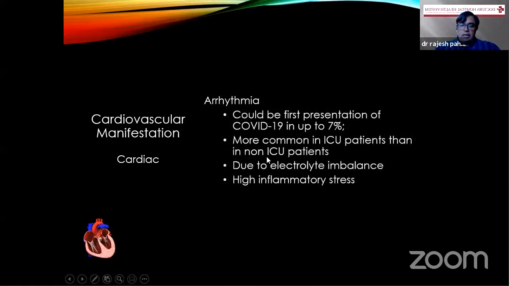Now, arrhythmia is described in many studies as the first presentation of COVID-19 in almost 7% of the patients. And it is more common in ICU patients than in non-ICU patients. It can be because of electrolyte imbalance, but yes, patients also experience high inflammatory stress, which can lead to these arrhythmias.